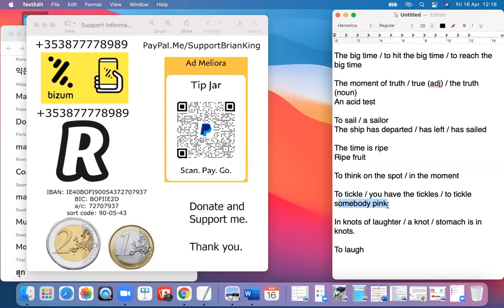And we can use it in a movie. For example, if you watch a movie and it's very funny, you're tickled pink. Difficult.